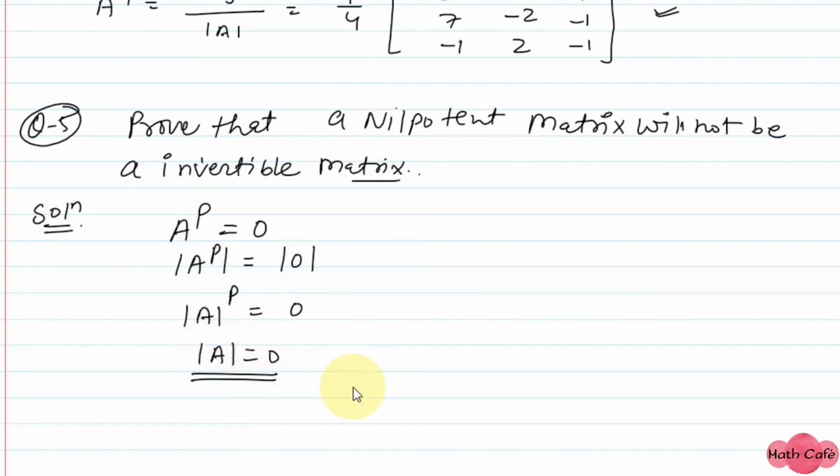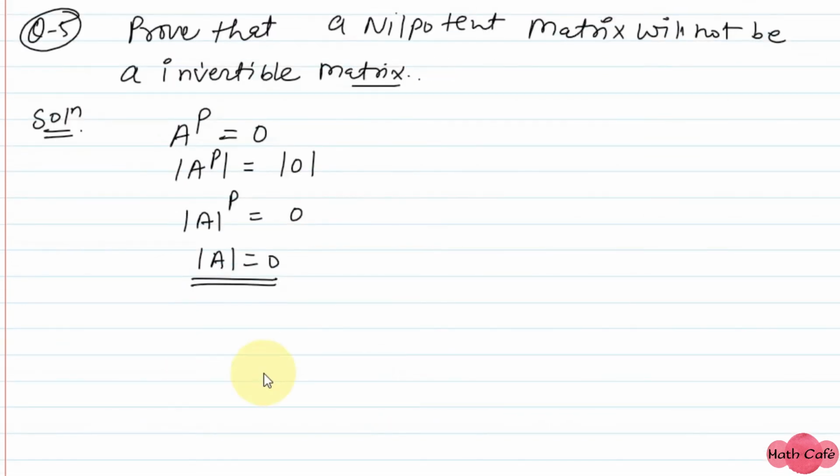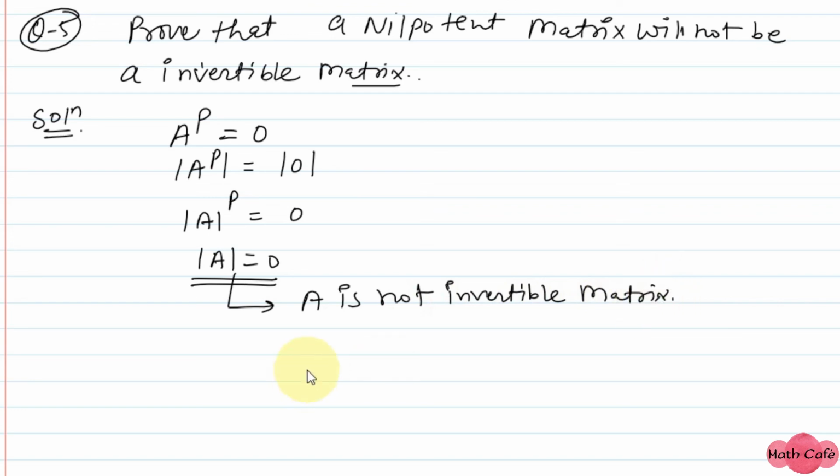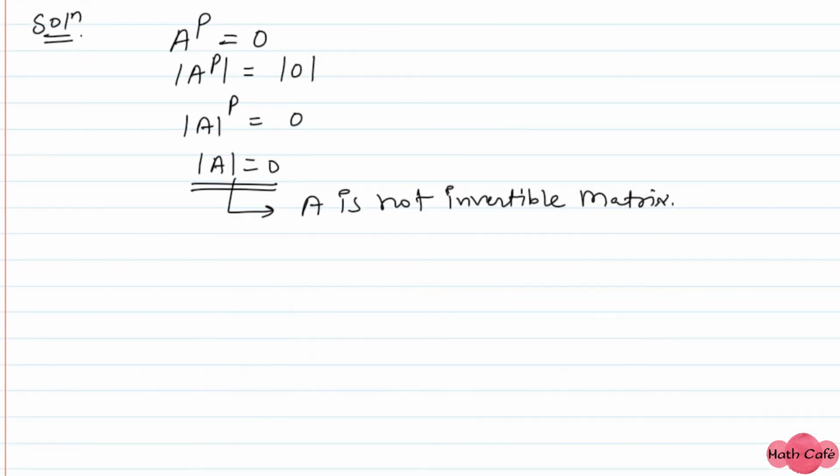For any square matrix A, if its determinant value is 0, then we say that matrix A is a non-invertible matrix. So finally A is a non-invertible matrix. Non-invertible matrix means we cannot find A inverse of this matrix. Alright, let's see another example here, question number 6.